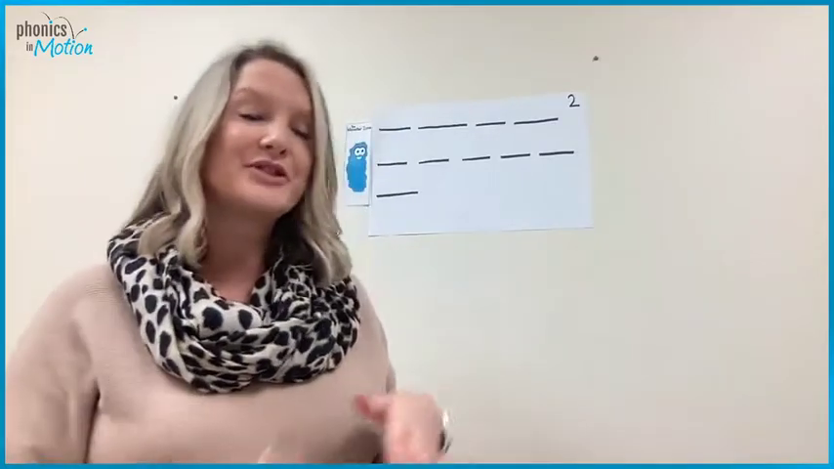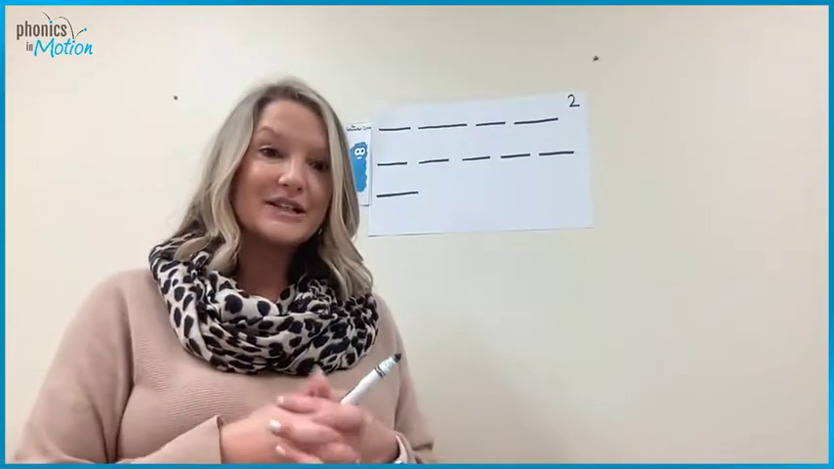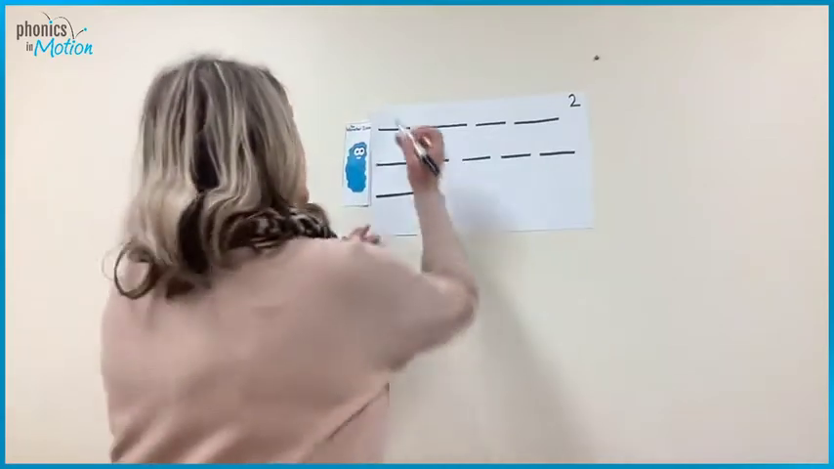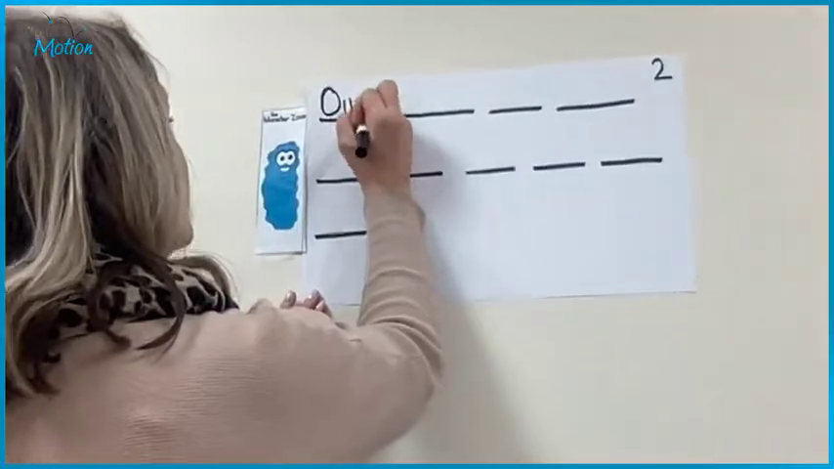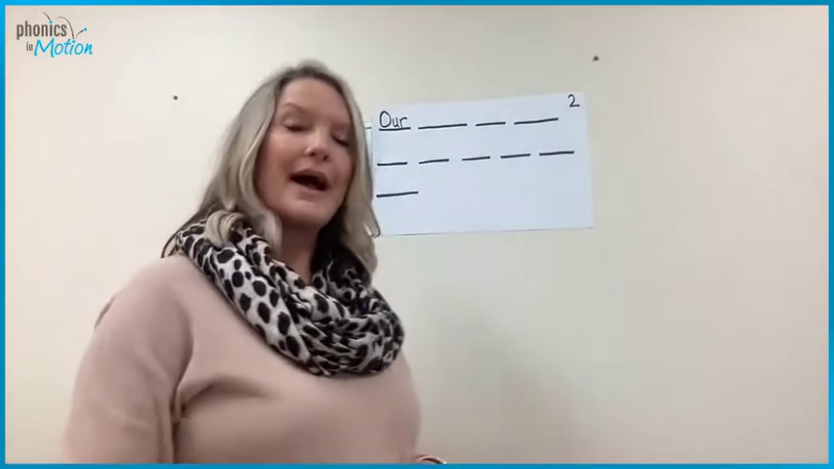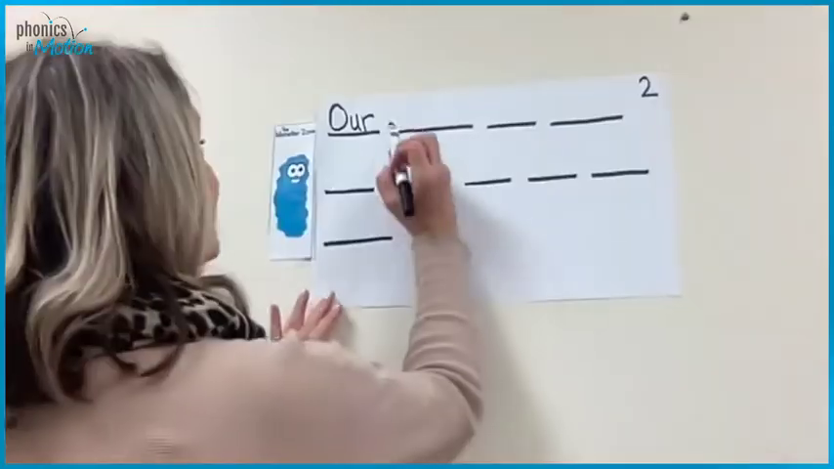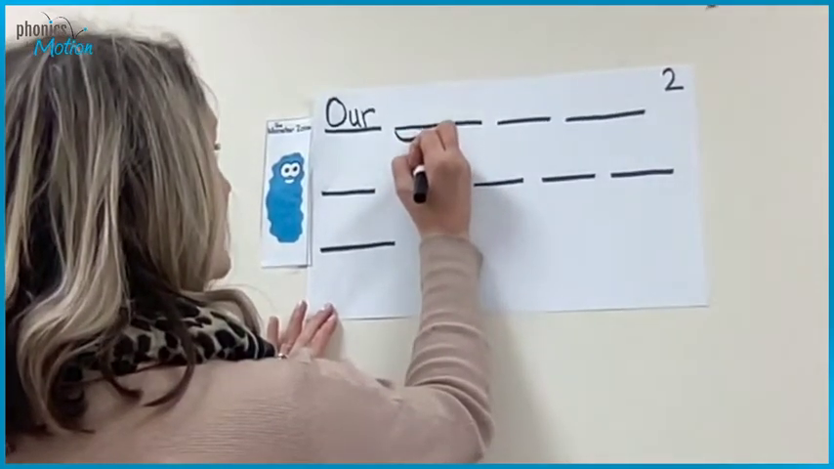Let's get started. So the first word was, remember the first sentence was, our gingerbread man escaped. Okay, yes, that's right. Okay, so we have to start our sentence with a capital letter. So we're going to start with a capital O, our gingerbread. Let's clap that word, gingerbread. How many parts? 3. Let's show that. Gingerbread.